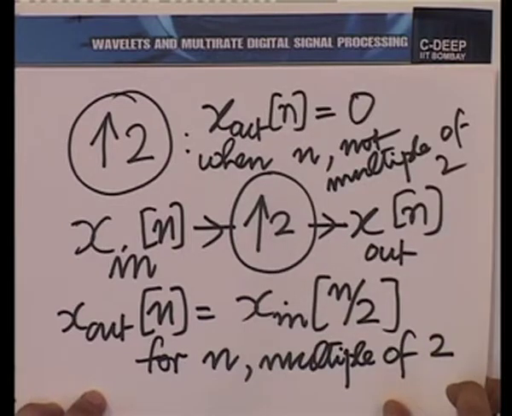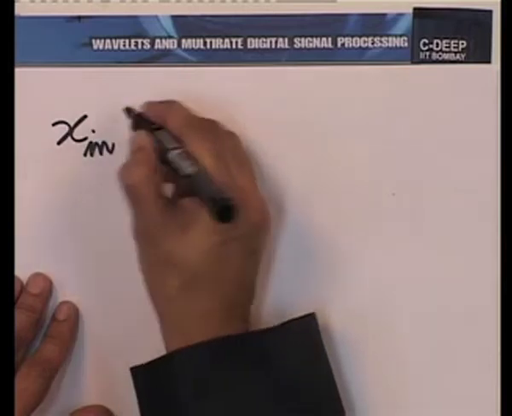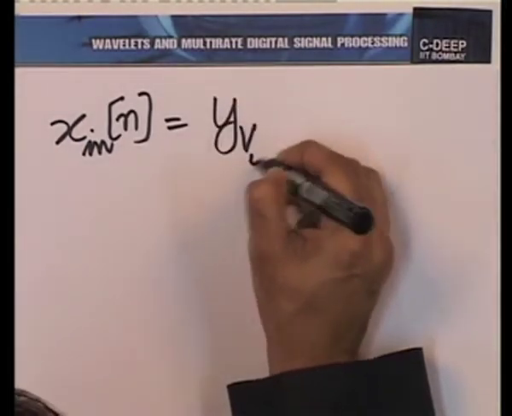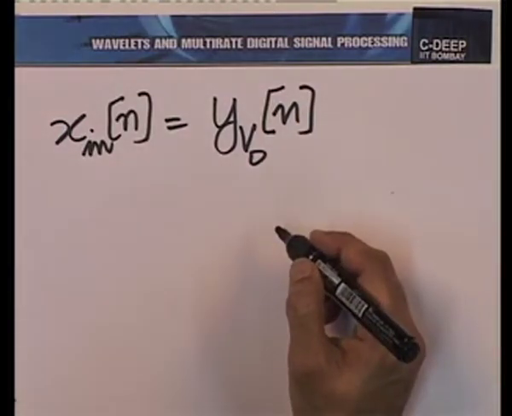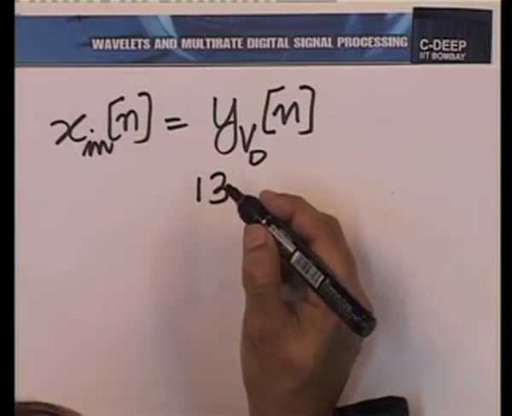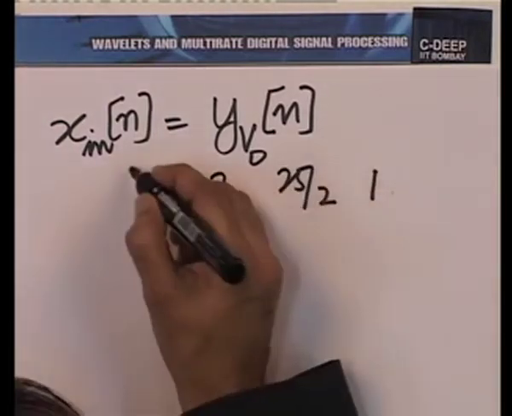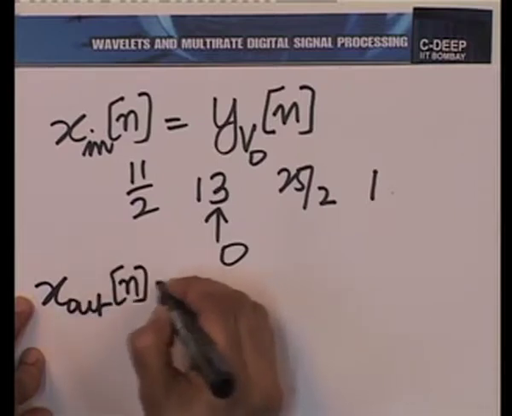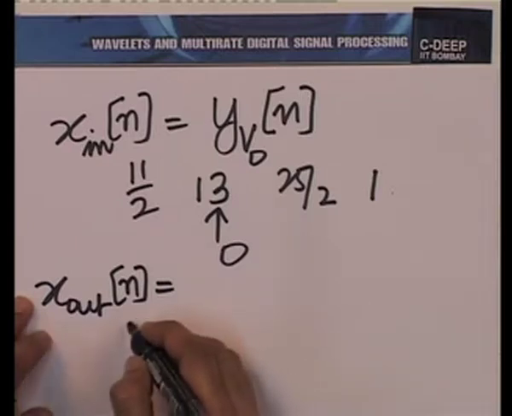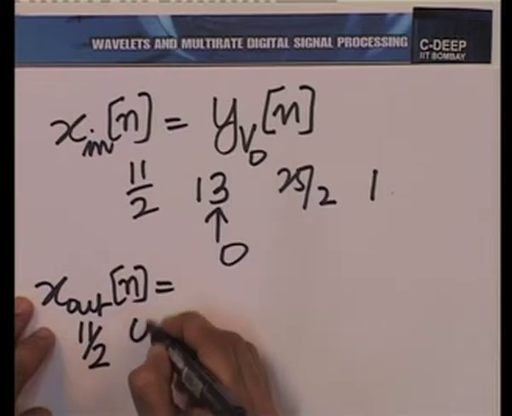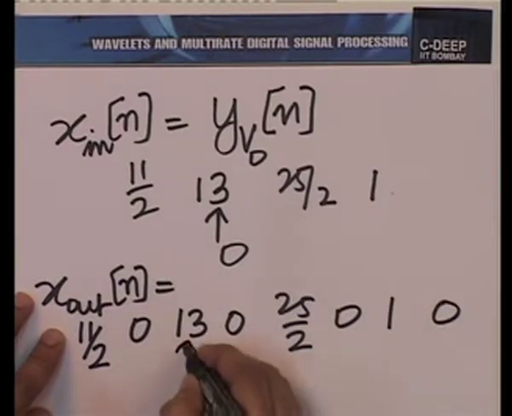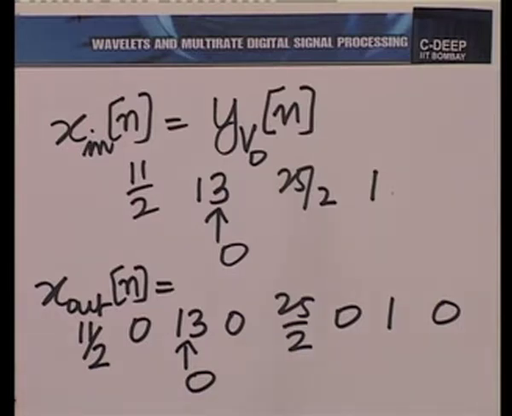So, let us illustrate this operator. For example, suppose x_in of n happens to be the following sequence. Let us take the very sequence that we have for yv0. So, I have yv0 of n. So, you have 13, 25 by 2, 1 and 11 by 2 marked with 0. What will x_out of n look like after upsampling by a factor of 2? Firstly, it will have 8 locations. So, it will be 11 by 2, then 0, 13 and then 0, 25 by 2 and 0 and 1 and 0. And 13 would of course come back to 0. So, this is how the up 2 sequence looks for the sequence yv0.